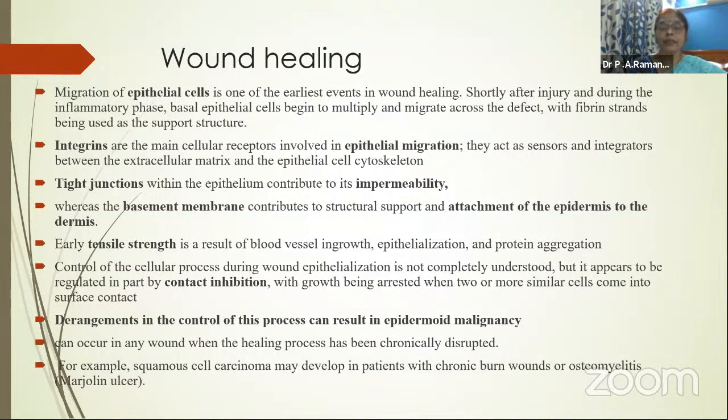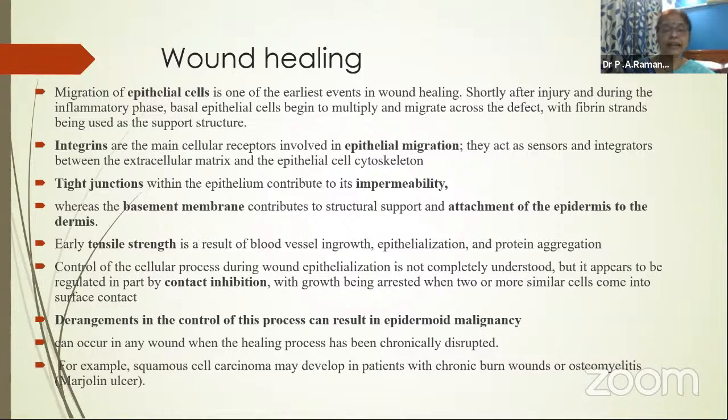The framework for these epithelial cells to migrate is formed by fibrin. This is a support structure. This fibrin is formed by the platelets. Now there are also integrins that are secreted. These integrins help in the epithelial migration along the wound. These act as sensors and integrators between the extracellular matrix and the epithelial cell cytoskeleton.